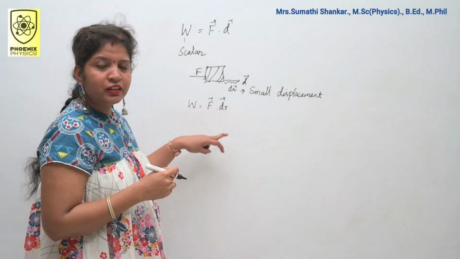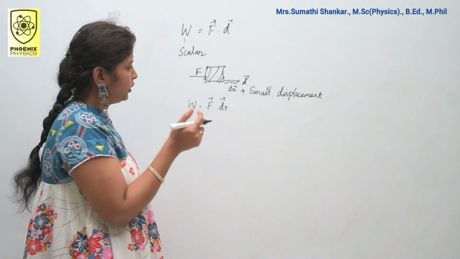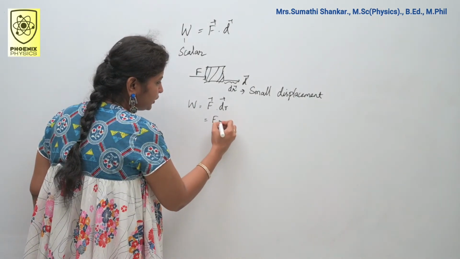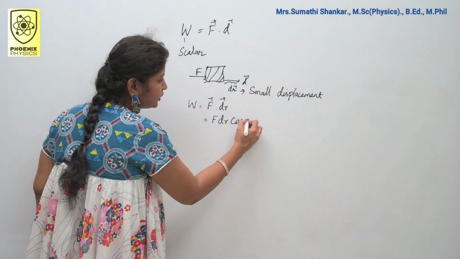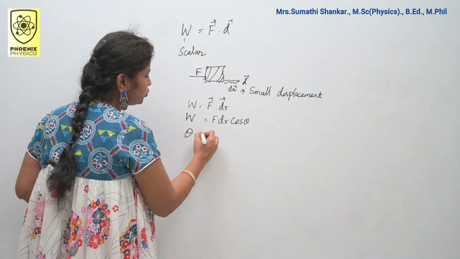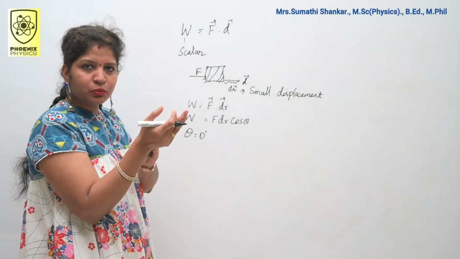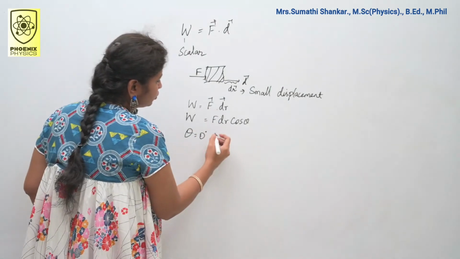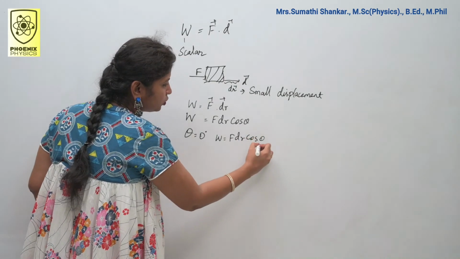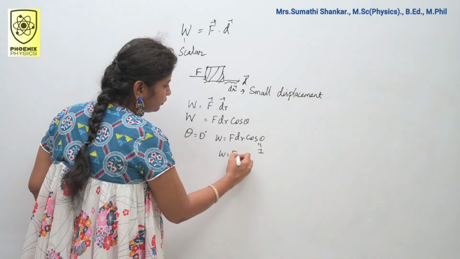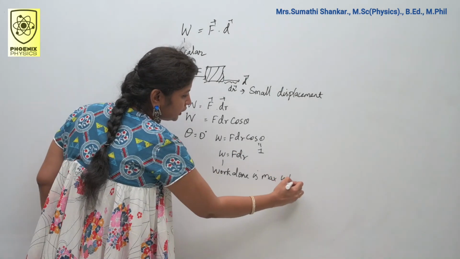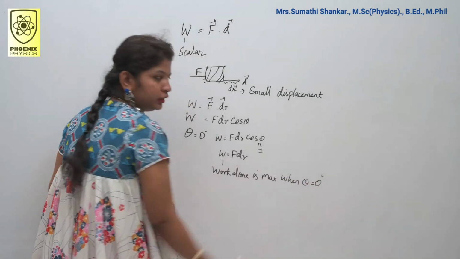Why did I write dr? dr is nothing but a small displacement. So this is our scalar product. F dot dr can be written as F dr cos theta. W is equal to F dr cos theta. Suppose theta is equal to 0 degree. What is the meaning? The force and displacement act in the same direction. So W can be written as F dr cos 0. Cos 0 means 1. So W is equal to F dr. So here the work done is maximum when theta is equal to 0 degree.